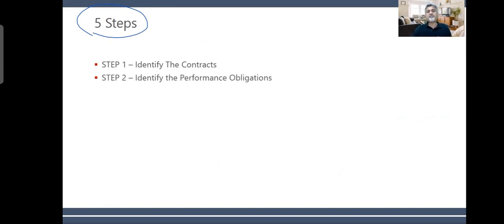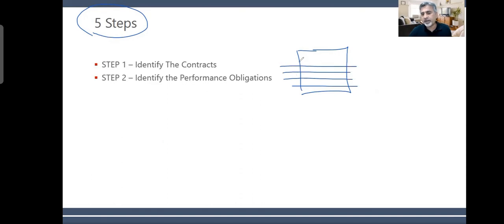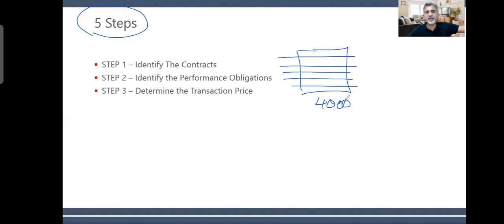Number 2, identify the performance obligations. So this is the main contract, and then what are the performance obligations within the contract? Okay. So, flooring and ceiling and lighting and heating and whatever. So first step is make the contract. Second step is divide the contract into subsections, which are called performance obligations. Number 3, determine the transaction price. What is the transaction price of the overall contract? It is 4,000. The renovation of the flat.